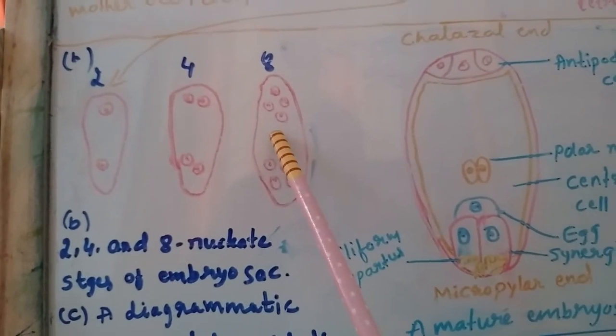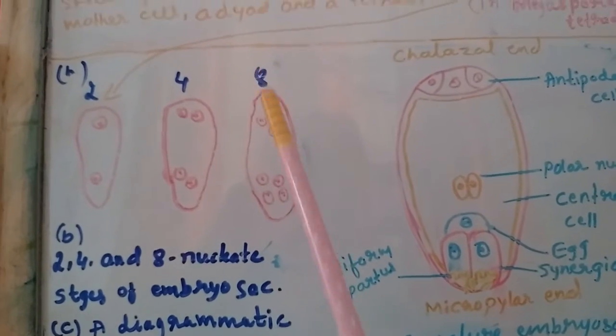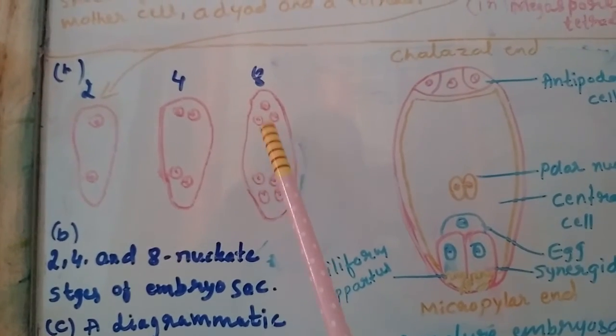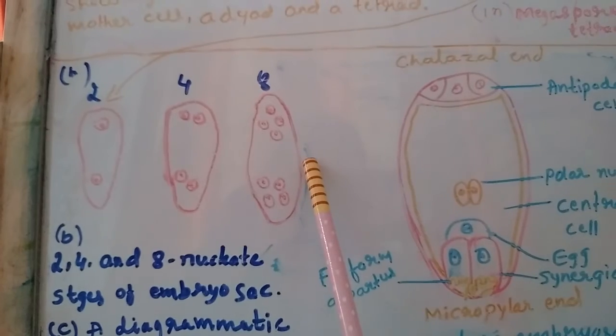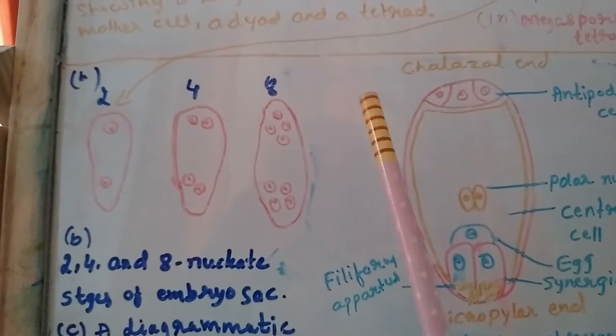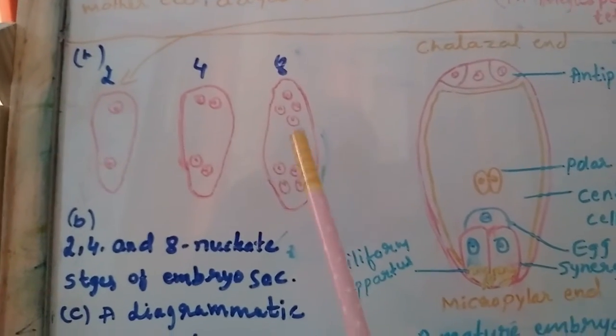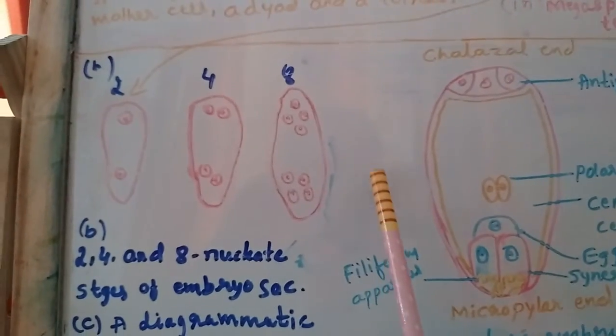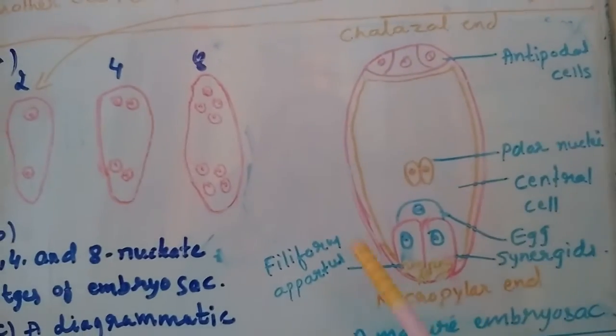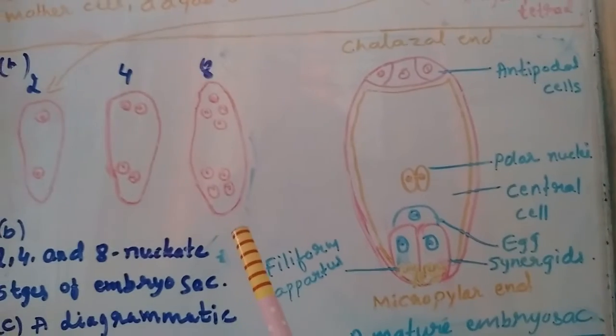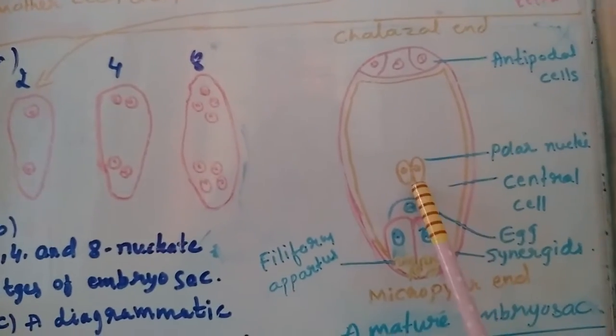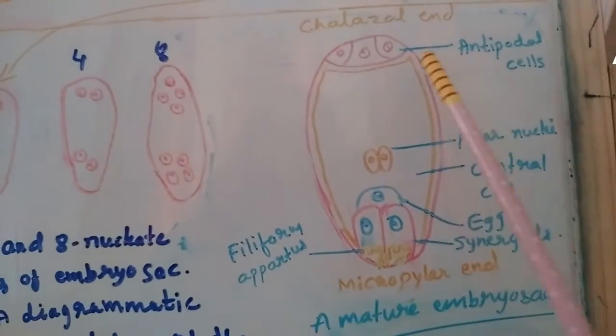And whatever this is, it is known as free-nuclear division, as we don't have any kind of cell formation here. So that's why it is known as free-nuclear division. After the completion of this karyokinesis, it is followed by cytokinesis in the mature embryo sac.